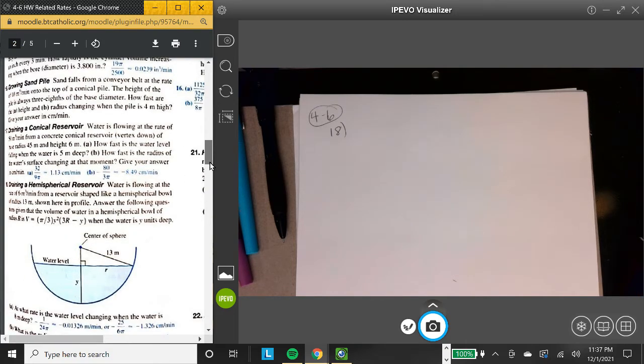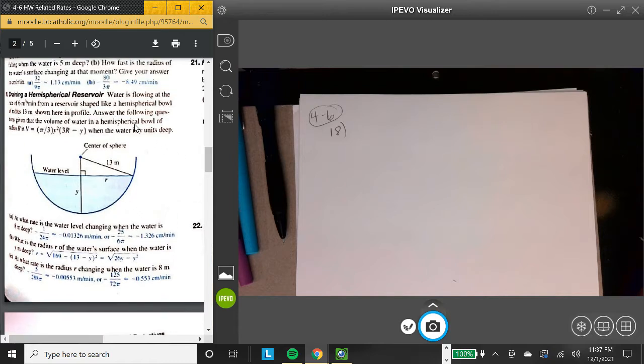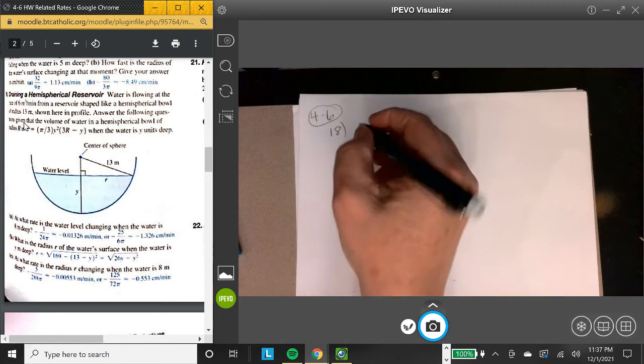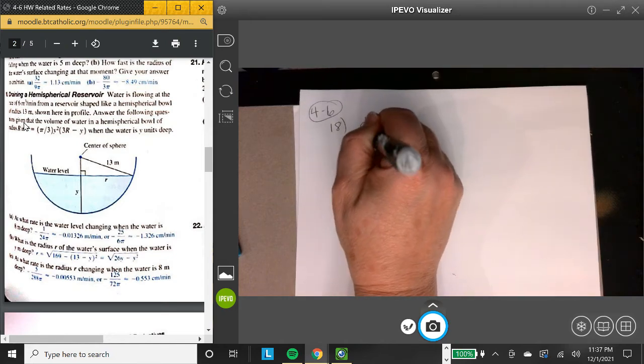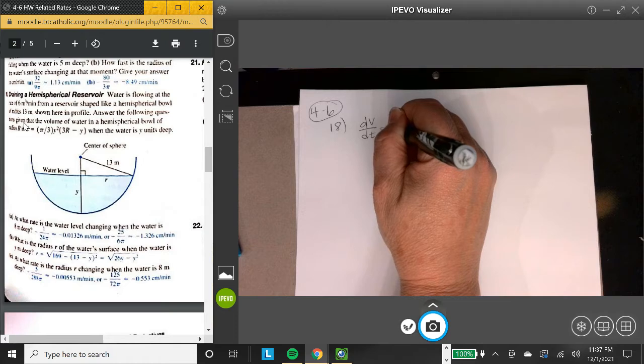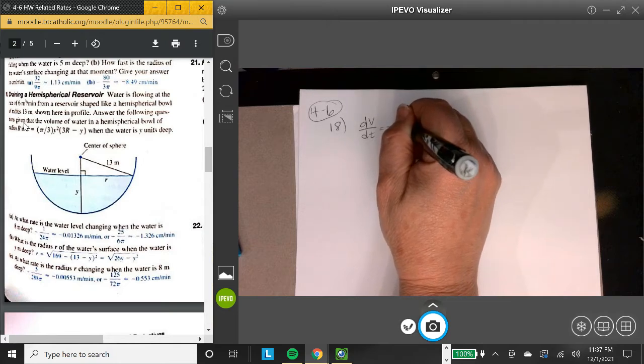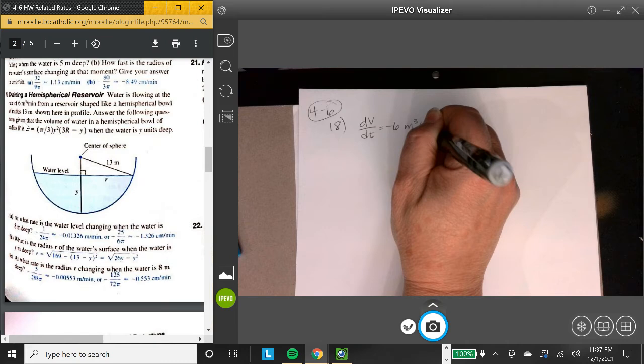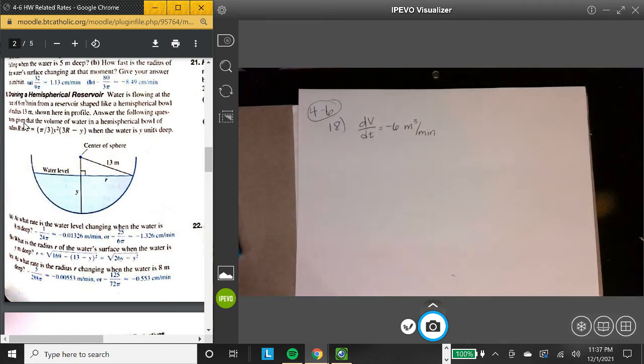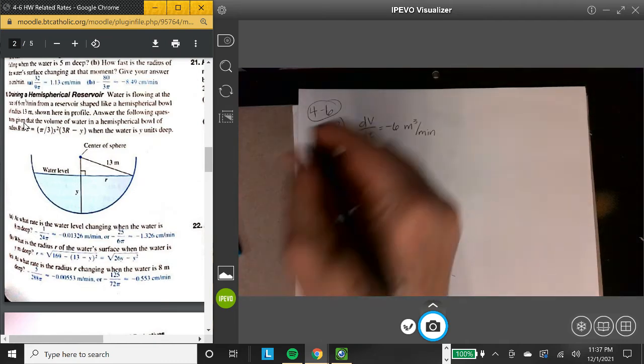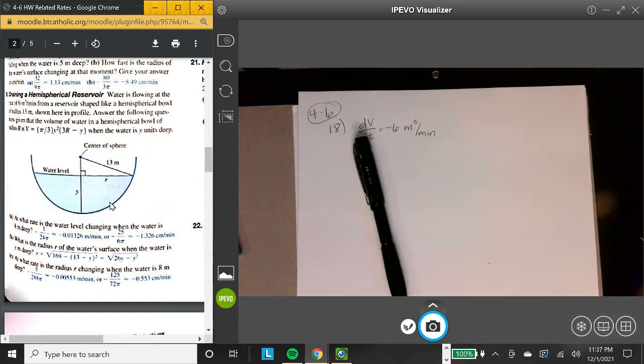Now, the tricky part of this is knowing that, okay, so the question says water is flowing at a rate of 6 cubic meters per minute from a reservoir, which means the reservoir is draining. So dV dt is going to equal negative 6 cubic meters per minute from the reservoir shaped like a hemispherical bowl of radius 13. So the radius of the bowl is 13, I'm sorry.